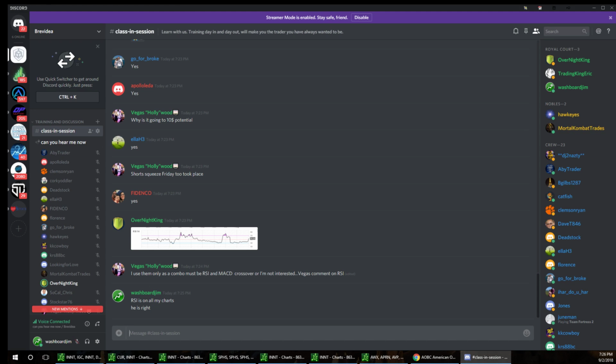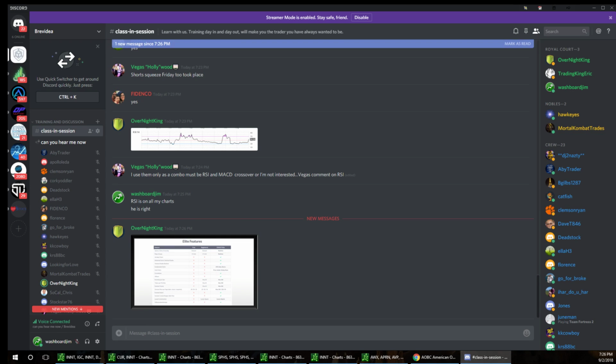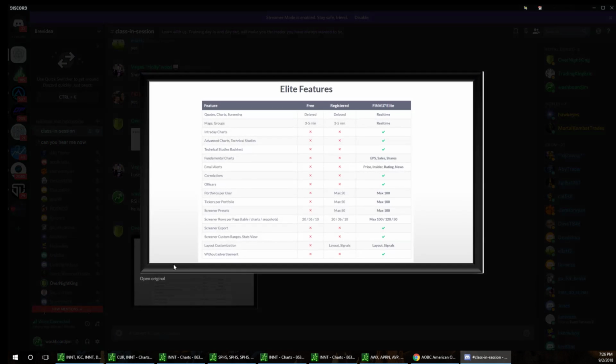So let's go ahead and go into the elite features of Finviz if you decide to purchase it. We are not soliciting anything here, we just want to give you the information. This is what you get with the free version compared to the elite version. The elite version runs around $299 for the year, if I'm not mistaken. If you want to try it out, I think it's about $35 a month. And I think it's worth every single penny.